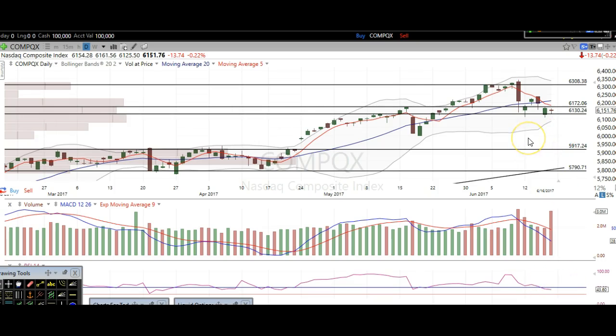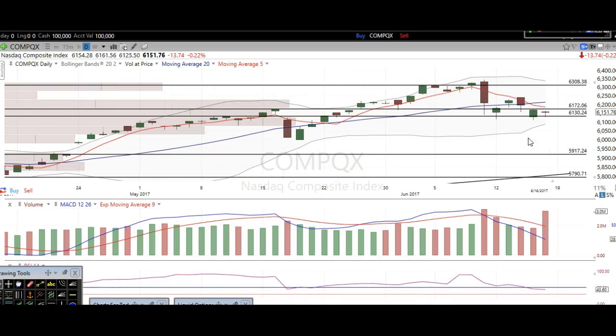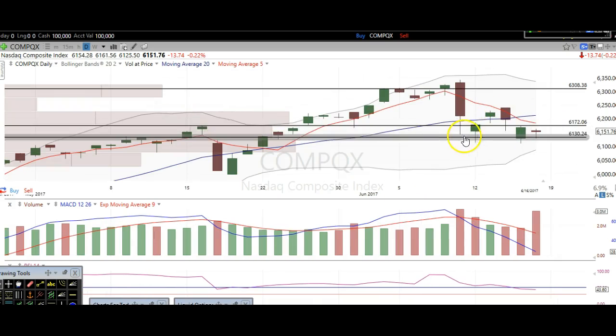What we do have, though, is some support. We do have a little bit of support here based off of a little bit of this sideways trading you saw back here and right there. And you can see that's where we bounced right here, and then just recently right there. So kind of a make or break level here for the Nasdaq.